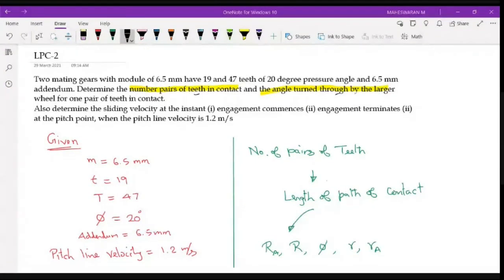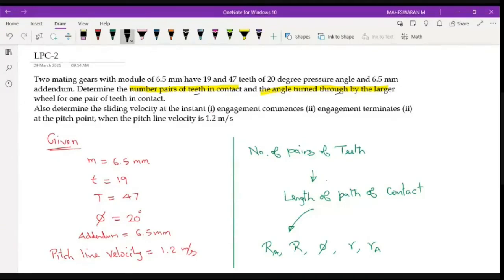Okay. So for identifying these two, what are the data required? Can you guess what will be the data? Angular velocity. You need angular velocity. Very good. Then? Radius. Yes, to identify that angular velocity, we need the radius.